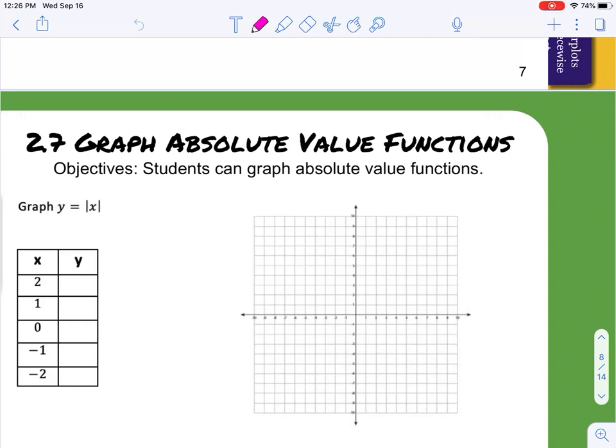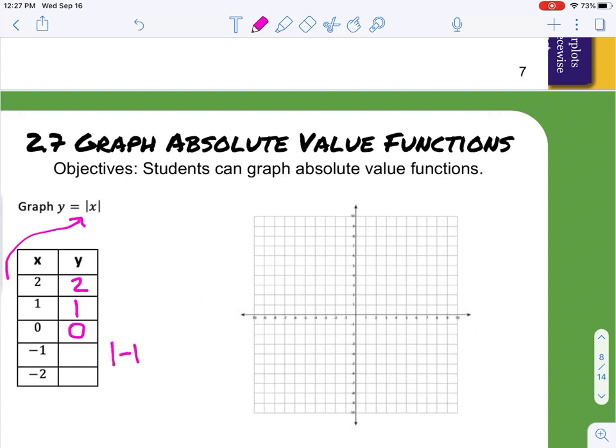Hello, today we are going to cover 2.7, graph absolute value functions. So, this first example is pretty simple because all we have is a single absolute value. If you plug in the absolute value of 2, you get a 2 for y. You plug in the absolute value of 1, that's a 1. The absolute value of 0 is 0.